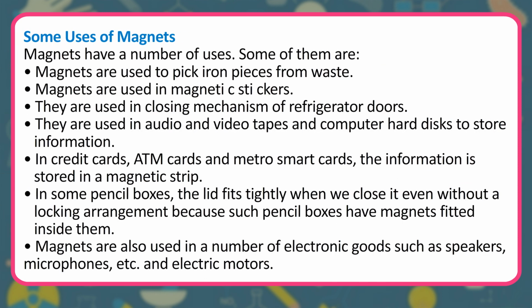Some uses of magnets. Magnets have a number of uses. Some of them are: magnets are used to pick iron pieces from waste. Magnets are used in magnetic stickers. They are used in the closing mechanism of refrigerator doors. They are used in audio and videotapes and computer hard disks to store information. In credit cards, ATM cards and Metro Smart cards, the information is stored in a magnetic strip.